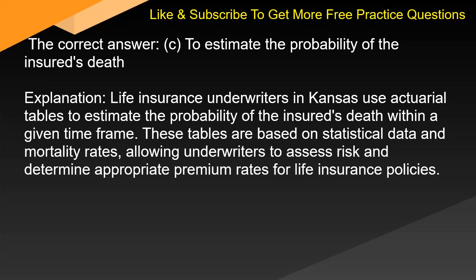The correct answer, C. To estimate the probability of the insured's death. Explanation. Life insurance underwriters in Kansas use actuarial tables to estimate the probability of the insured's death within a given time frame. These tables are based on statistical data and mortality rates, allowing underwriters to assess risk and determine appropriate premium rates for life insurance policies.